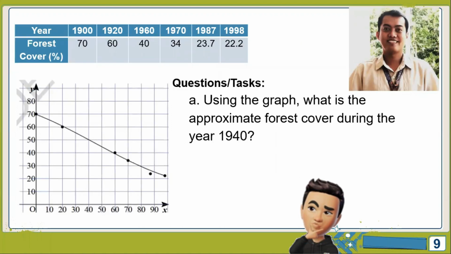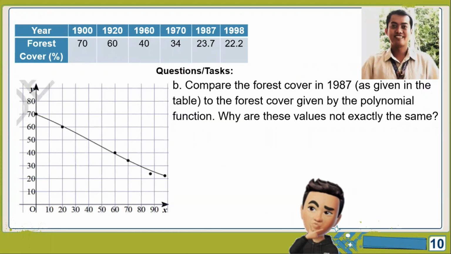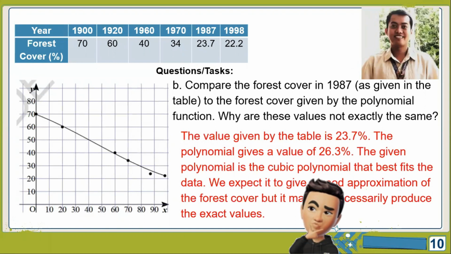Here are the questions. Letter A. Using the graph, what is the approximate forest cover during the year 1940? Very good. It is 50%. Letter B. Compare the forest cover in 1987, as given in the table, to the forest cover given by the polynomial function. Why are these values not exactly the same? Exactly. The value given by the table is 23.7%. The polynomial gives a value of 26.3%. The given polynomial is the cubic polynomial that best fits the data.